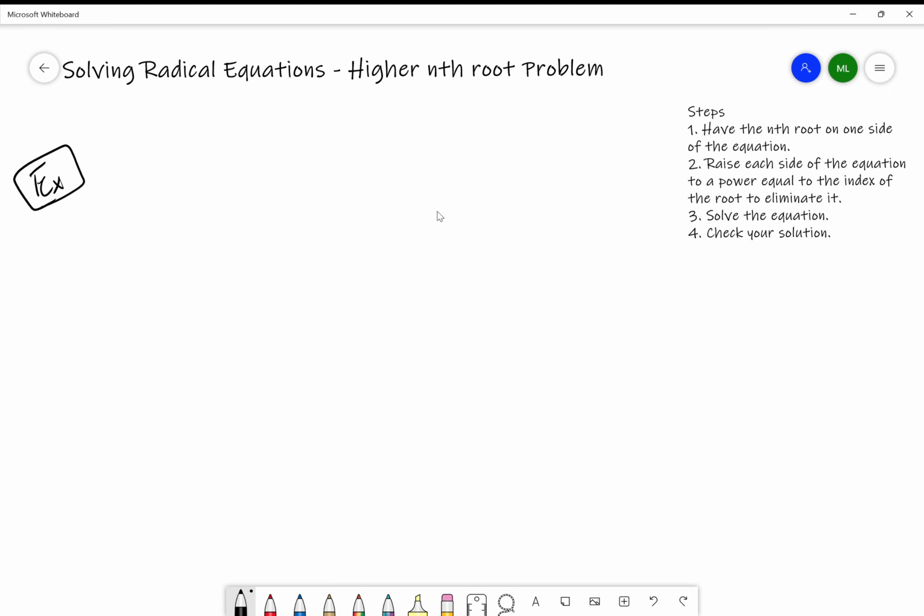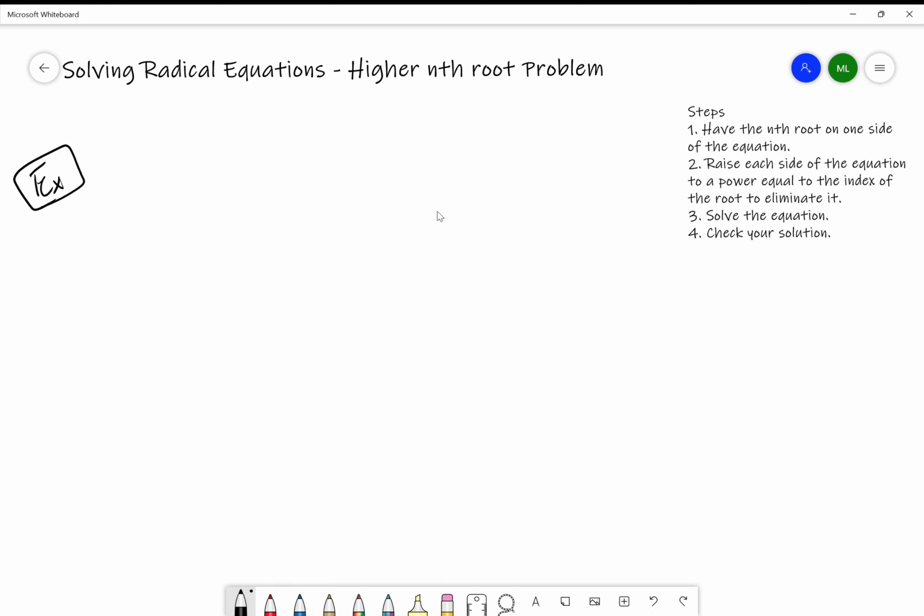But it doesn't matter what nth root you take, right? Square root is like the n is 2. The steps are still the same. Have the nth root on one side of the equation, then raise each side of the equation to a power equal to the index of the root. Whatever the nth root is, you're going to raise it to the power of n. Then solve the equation and check your solution. It's also very important to make sure it even works.